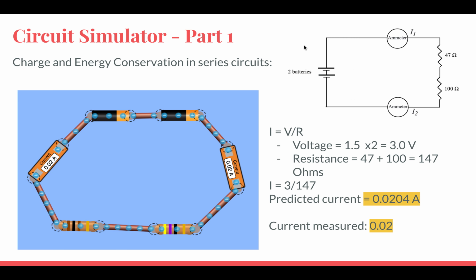So for part one, I made a circuit. You can see there are two batteries and two resistors, and then here they measure the current. Using this formula, Ohm's law, I got the predicted current of 0.0204 amps, and the measured current by this reader was 0.02, so obviously very similar, and the prediction was pretty good.